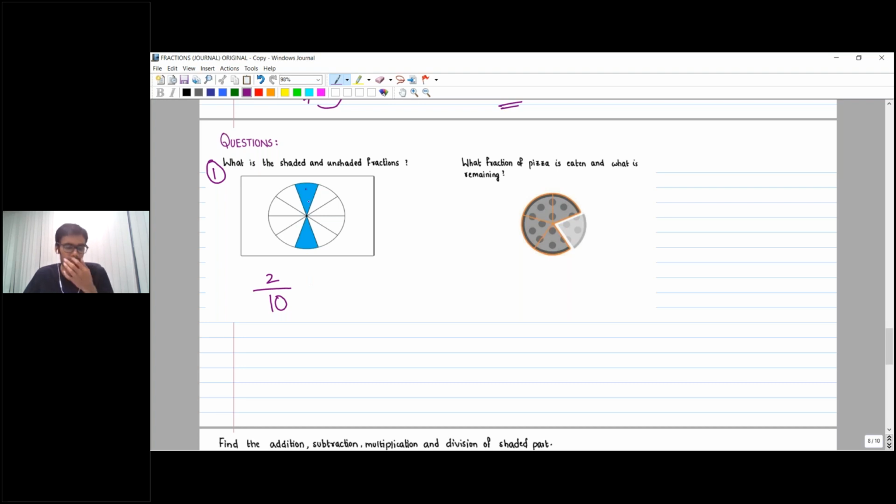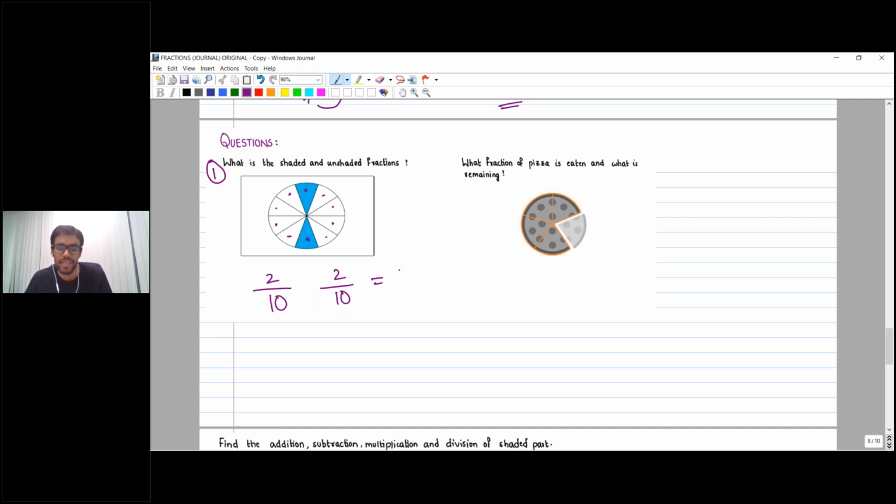Why? Because... How many shaded parts do you have? 1 and 2, correct? Yes, 2, sir. And how many total parts do you have? 1, 2, 3, 4, 5, 6, 7, 8, 9, 10. So out of 10 parts, 2 parts are shaded.